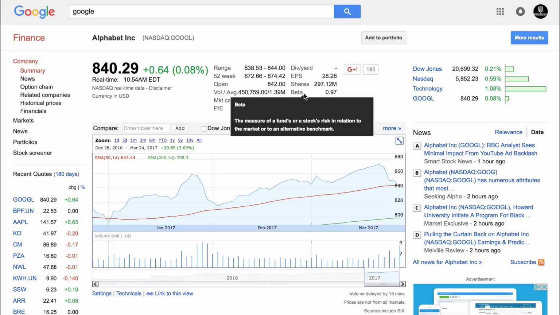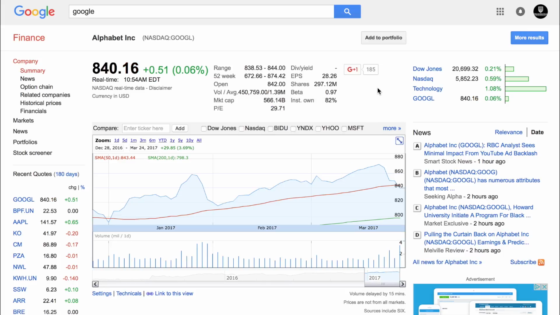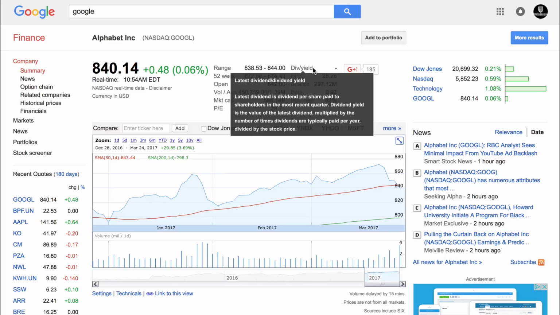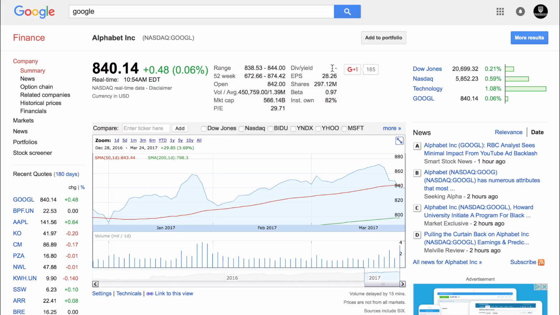Now, what are the things that I like to look at when I'm purchasing stocks? One of the most important things is right here, this dividend yield. Google doesn't actually pay a dividend, so that was one of the reasons I wanted to show you guys this right away.